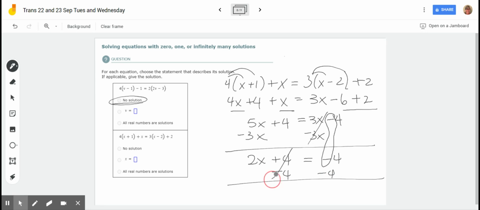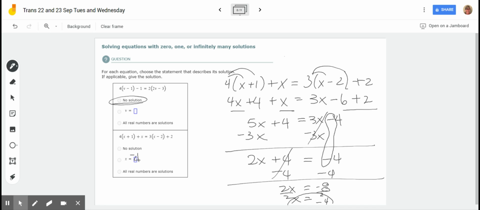Draw the line. Always draw that line. 2x equals negative 8. X is equal to negative 8 divided by 2. Right? Divide both sides by 2. Actually, you know what? I'll just write the answer. Okay. X is equal to negative 4. And that is one solution. X equals negative 4. You would just plug it in.